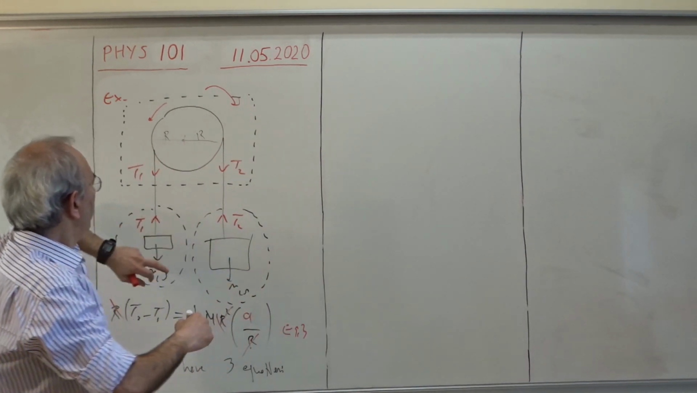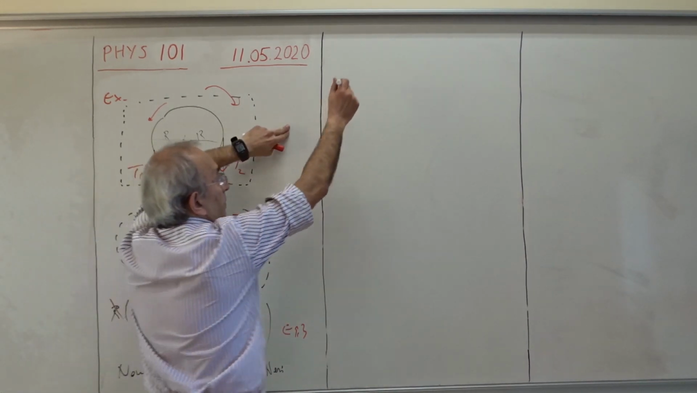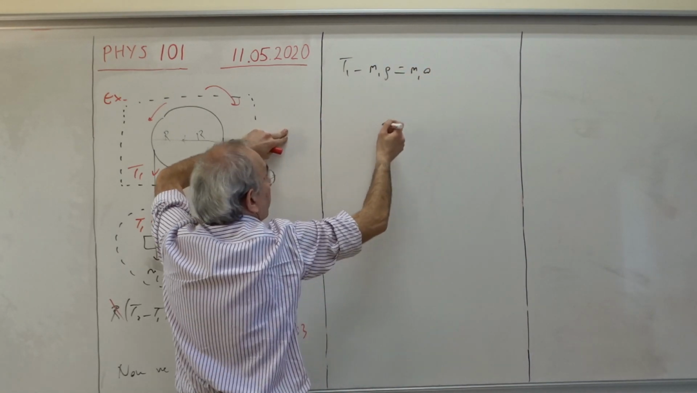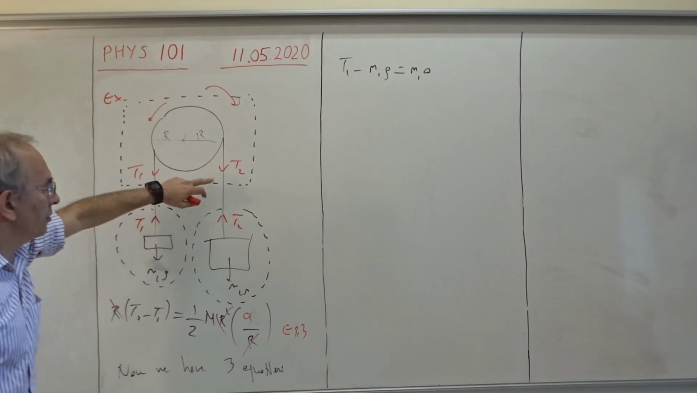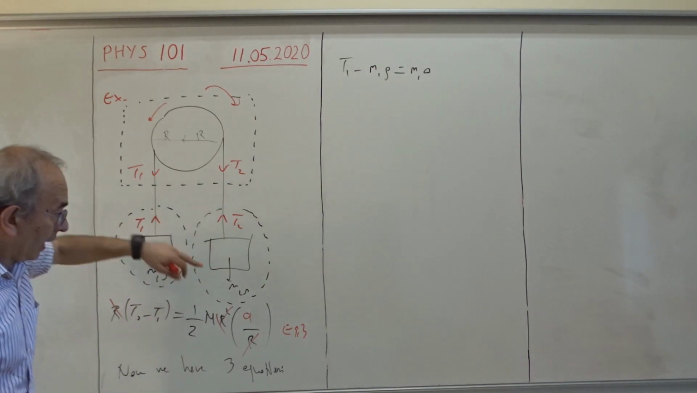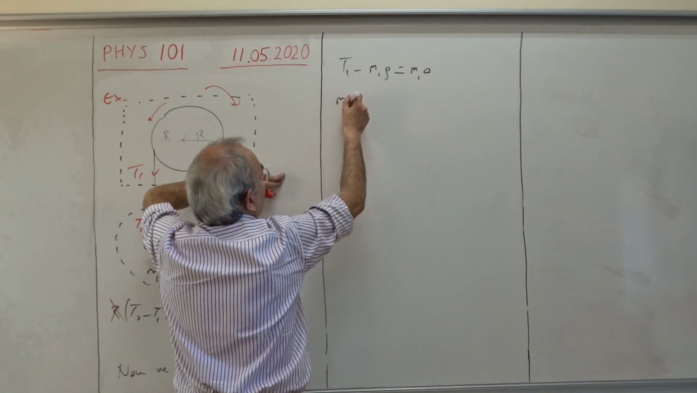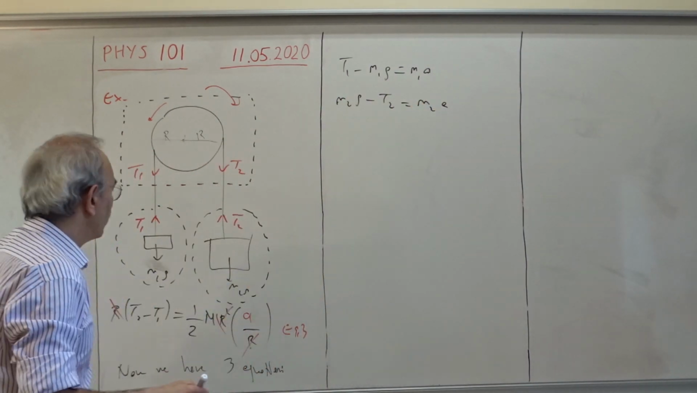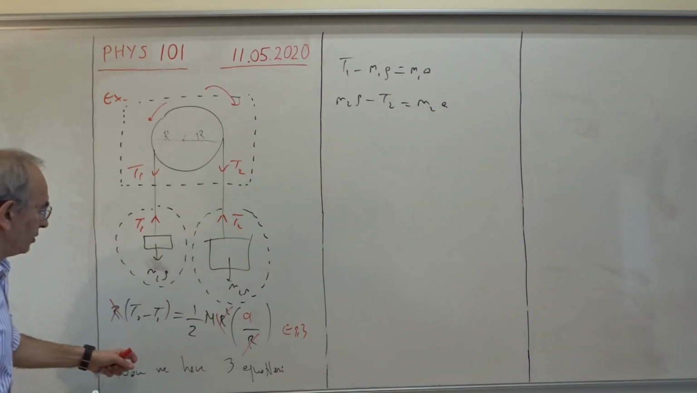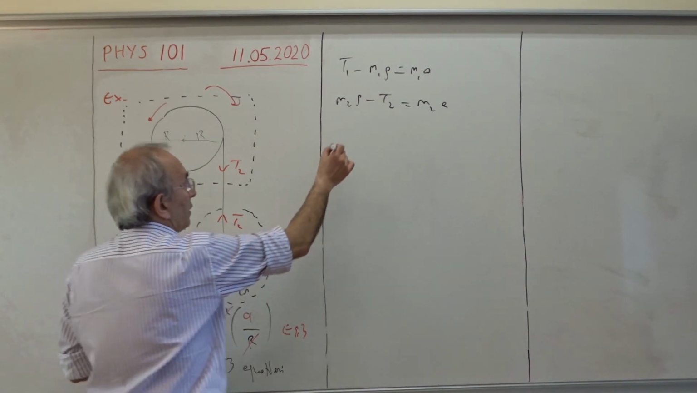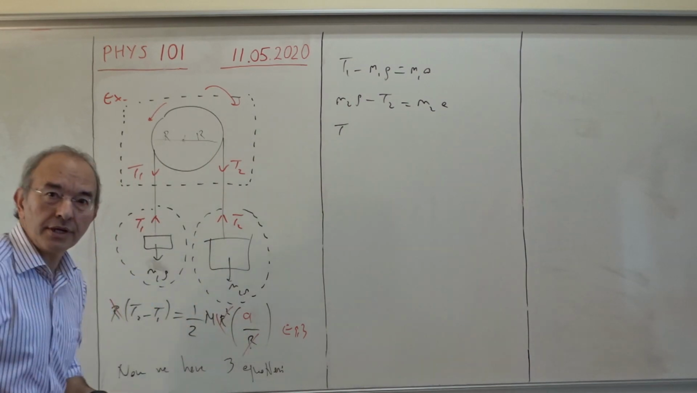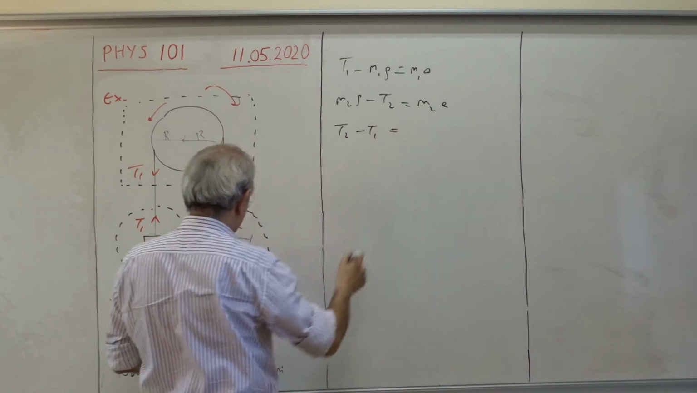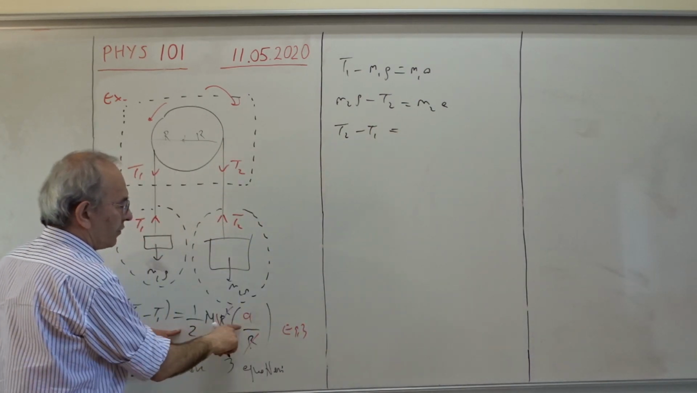What was it? The first one: T1 minus M1G is M1 times A. The second one was M2G minus T2 is equal to M2A. And the third one was this. What is it? T2 minus T1 after cancellation of the radii. T2 minus T1 is just 1/2 capital M A.